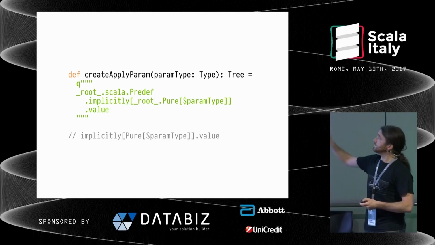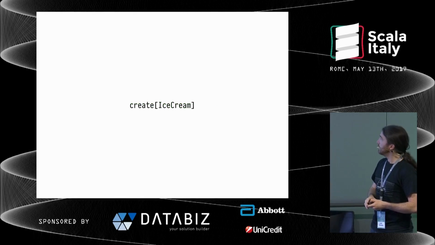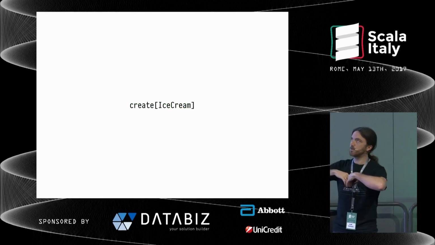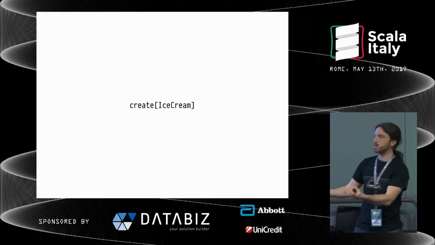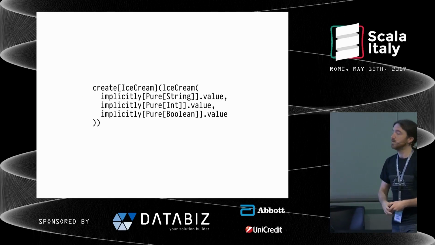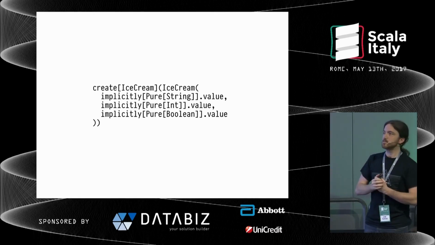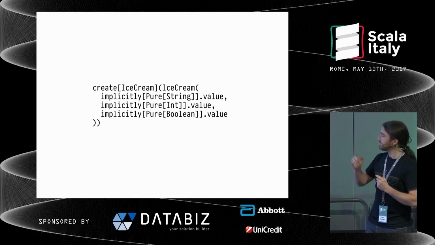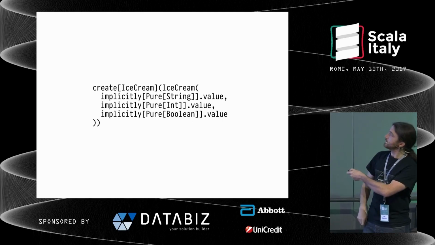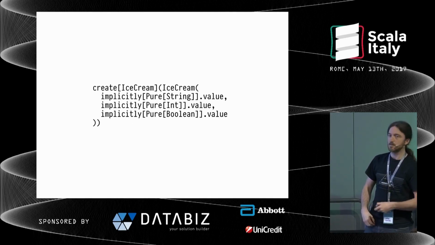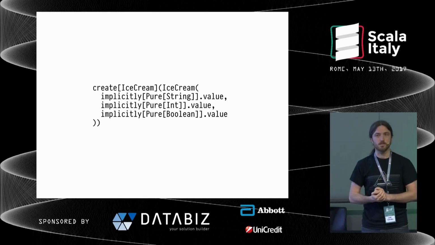Okay, so this now gives us much more flexibility about our solution. So we can write something like create ice cream. It expands to this lovely piece of code. But the key thing is the result here is an empty string, the result here is a 0, and the result here is a false. And so we have an extendable solution.